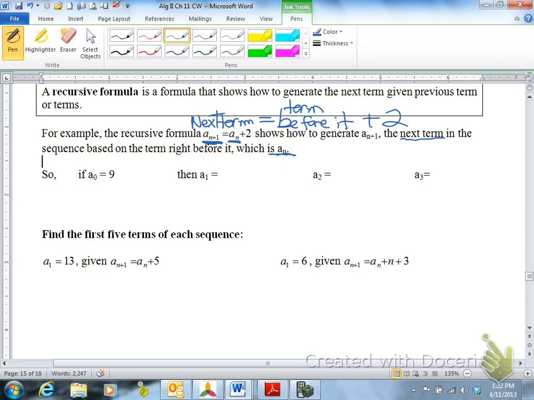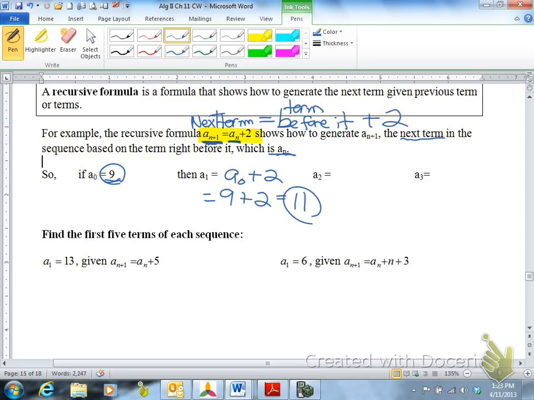So if a sub 0 is 9, you always have to be told where you're starting with these recursive formulas. You have to be told where you start. We're using this formula, that one right there. A sub 1 would be the term before a sub 1, which is a sub 0, plus 2. A sub 0 is defined to be 9, so you'd have 9 plus 2. You notice the calculations are pretty easy. 9 plus 2 is 11, but it's coming up with what numbers to plug in.